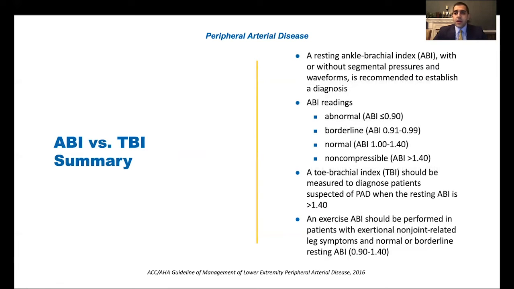So to summarize, the resting ABI with or without segmental waveforms is recommended to establish a diagnosis. I will go into the segmental pressures and how they are measured momentarily. The ABIs are divided into three different categories, 0.9 to 1.3, above 1.4, and below 0.9, each with its own rationale and implications, as discussed. The TBI, or the toe brachial index, is helpful in that category where it's greater than 1.4, and also in wound healing for some of the folks. Again, whenever we have a suspicion, we don't just rely on these tests. We may have to proceed with other testing, which includes exercise testing or even anatomic testing in those situations.